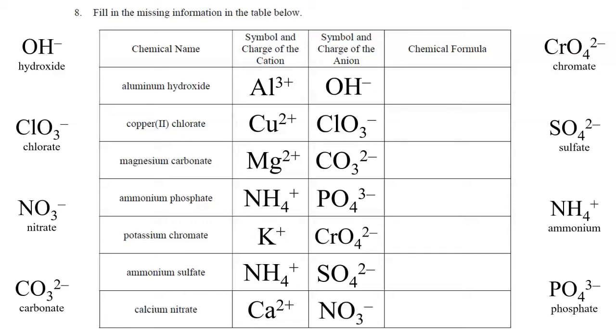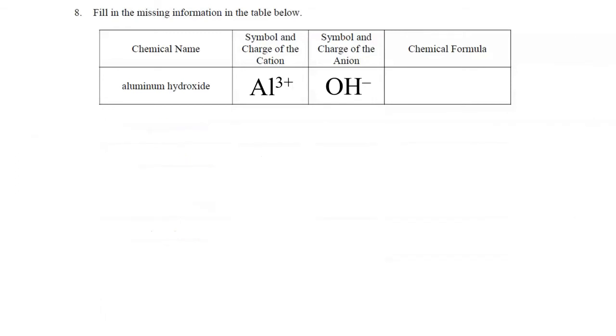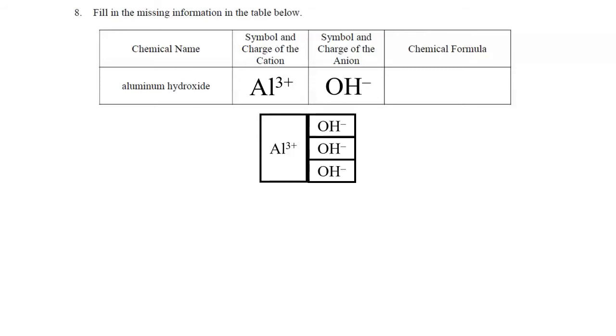So now that we know the symbol and charge for both ions, let's put these formulas together to write the correct chemical formula for each of these 7 compounds. Starting with aluminum hydroxide, we have a +3 aluminum and we have a -1 hydroxide. So therefore, to get the charges to balance, we need 3 hydroxides for every 1 aluminum. Since OH is a polyatomic ion, we're going to wrap the OH in parentheses and then put the 3 on the outside of the parentheses, like that.